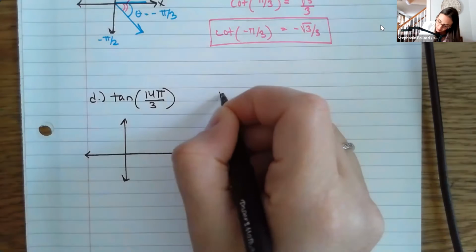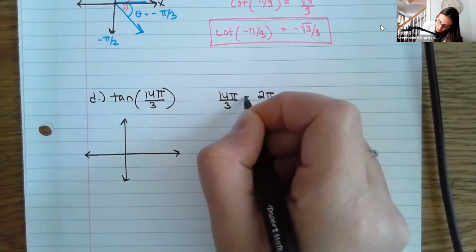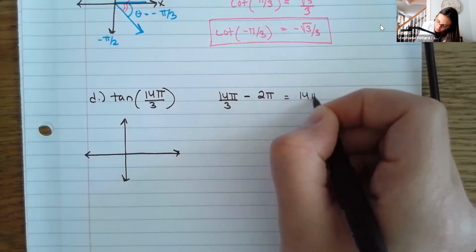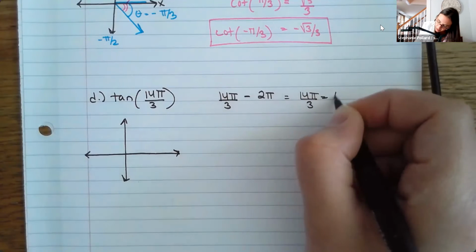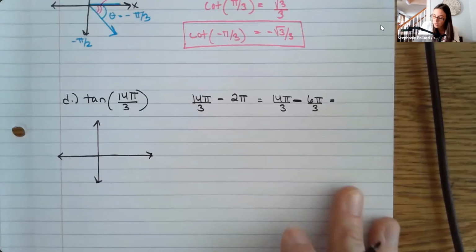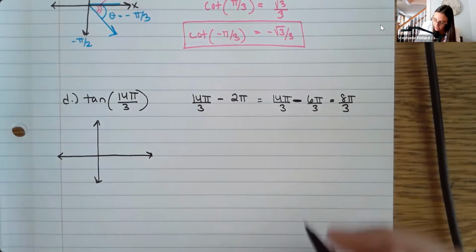So let me take that 14 pi over 3. I'm going to subtract out a 2 pi first, so 1 full rotation. And just watch your common denominators. 2 pi would be 6 pi over 3. That's a minus sign. So I have 8 pi over 3. It's still pretty big, so I'm going to do it again.